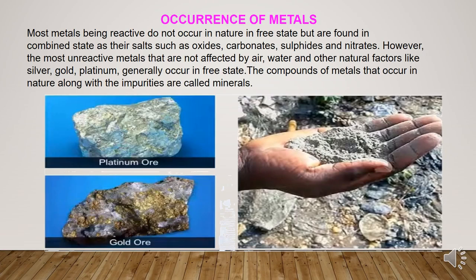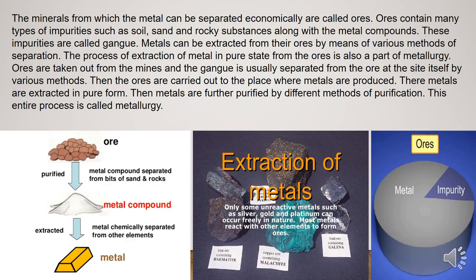These compounds of metals that occur in nature along with the impurities are called minerals. So here you see pictures, the soil-like thing in the man's hand, these are nothing but minerals, these are impure forms of metals, okay. Then purification is done, and from that the metals are extracted and then the metals are used. The minerals from which the metals can be separated economically are called ores.